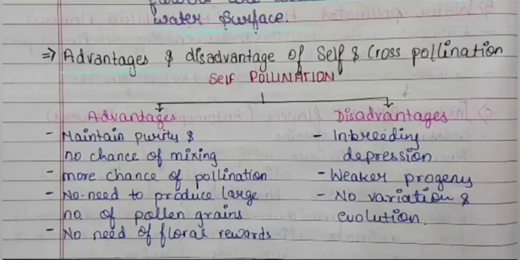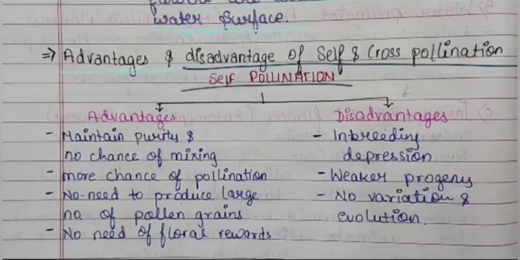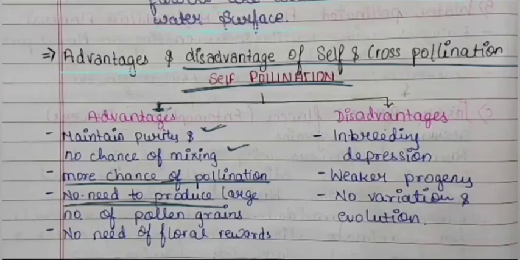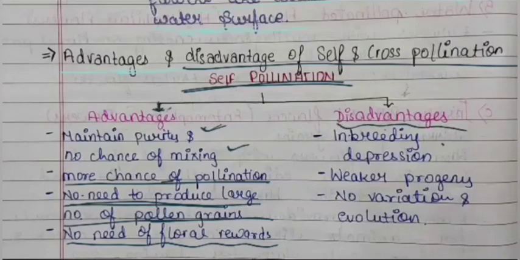Now we are going to see the advantages and the disadvantages of self and cross pollination. First, the self pollination advantages: it maintains purity and there is no chance of mixing. Second, more chance of pollination. Third, there is no need to produce a large number of pollen grains. And the last one is no need of the floral rewards. Coming to disadvantages, it causes inbreeding depression, weaker progeny, and no variation, so it does not lead to evolution.